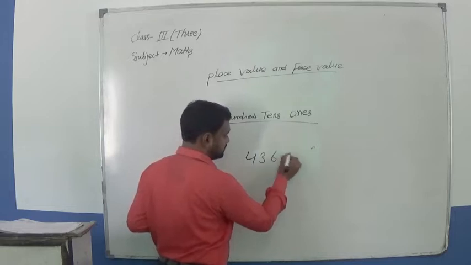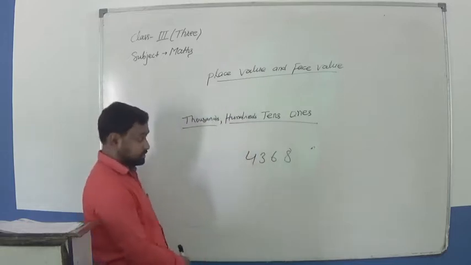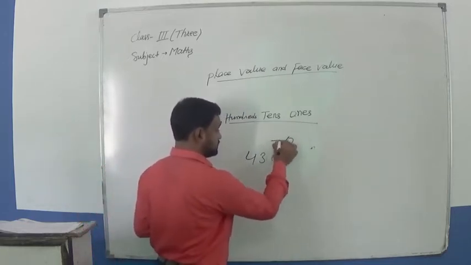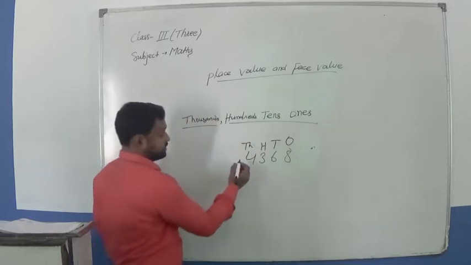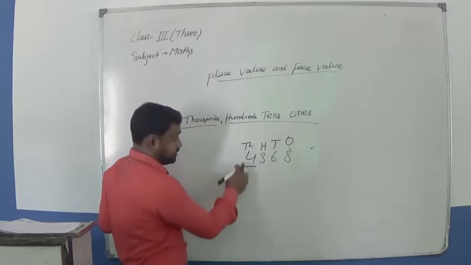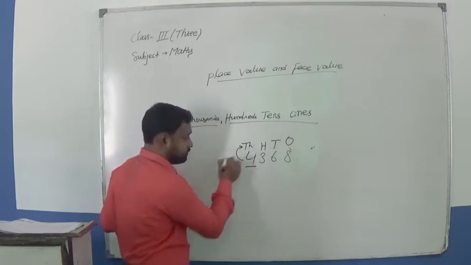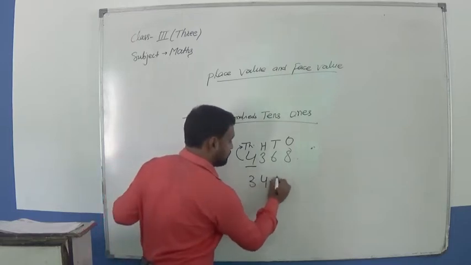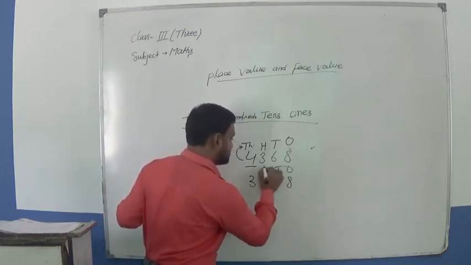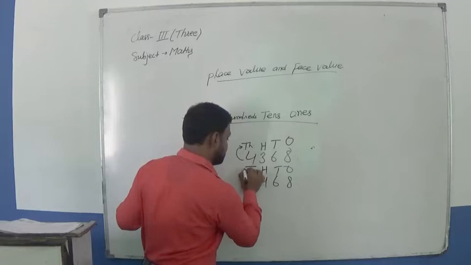4, 3, 6, 8. It is ones, tens, hundreds, and thousands. Here, the place value of 4 is 4,000. And we will write 3, 4, 6, 8: ones, tens, hundreds, thousands.